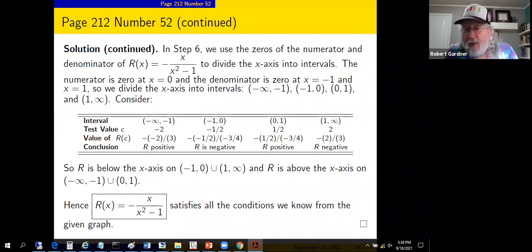So there is taking a graph and using the information related to asymptotes, intercepts, and above and below the axis ideas to take a guess at what the equation of the function might be for the given graph.